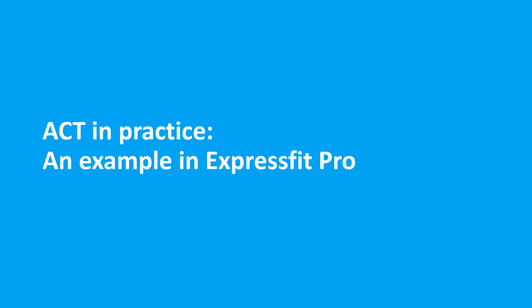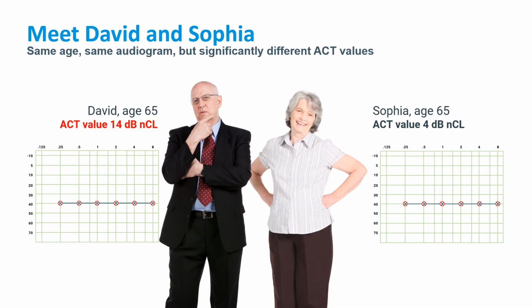Let's now put it all in practice and use a case study to see how ACT can make a difference in your clinic. In this example, I have two clients. Their names are David and Sophia. David and Sophia have the same age, 65 years old, same audiogram, which is a 40 dB flat hearing loss, and fitted with the same hearing aid, a Sonic A1 100.